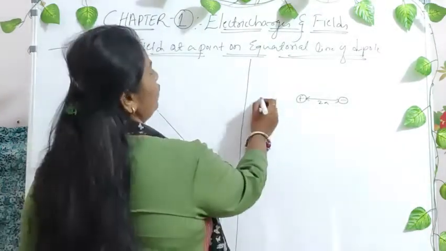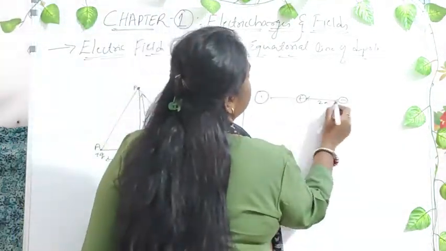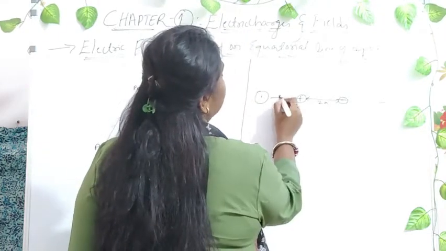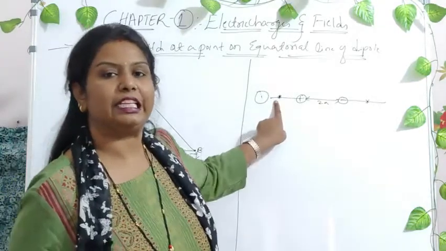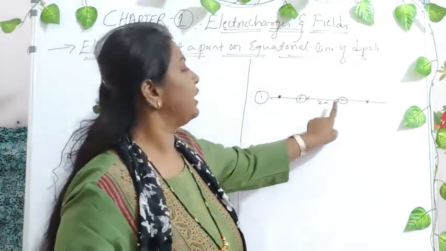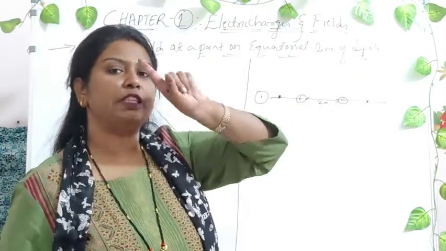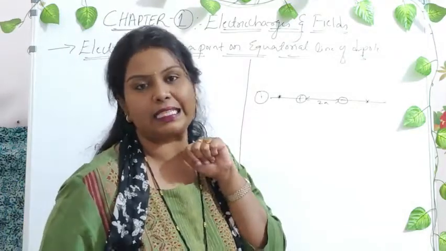In the very first case, what we do, right? This is the axial line. Wherever the point is present, whether it is here, we find out what is the electric field at this particular point due to the electric dipole. That was the first condition and the first derivation that we did in the very last class, right?